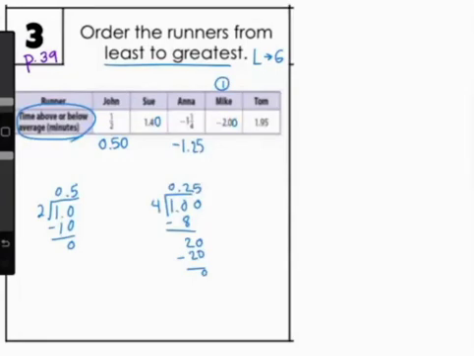Then the only other one that's negative is Anna. That would be also owing somebody money, but only owing $1.25, which is a little bit better. Now, if we cross over into the positives, the smallest positive amount over here would be John at 50 cents, and then Sue with $1.40. And the person with the most money, again, if we're thinking of it as money, would be Tom. So that is the order from least to greatest.